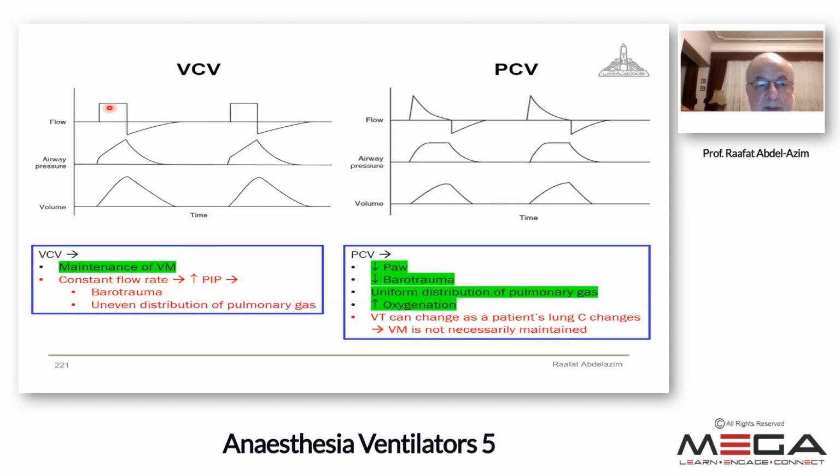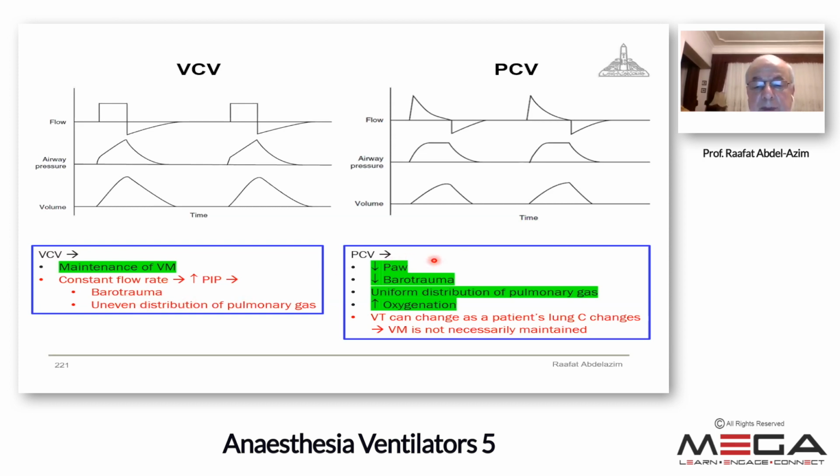If there is a constant flow rate, this constant flow may lead to high peak inspiratory pressure that is affected by pressure changes in circuit compliance, patient compliance, and resistance. And this may lead to barotrauma if the pressure is not limited. So barotrauma is possible during controlled ventilation, and uneven distribution of pulmonary gas.